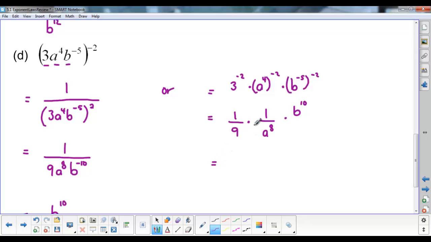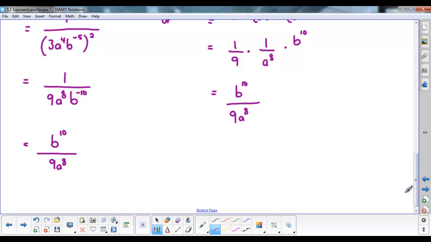So basically we have three fractions here being multiplied together. Tops times tops gives us b to the power of 10, and bottoms times bottoms gives us 9 and then a to the power of 8. So in either case you do end up with the exact same answer.